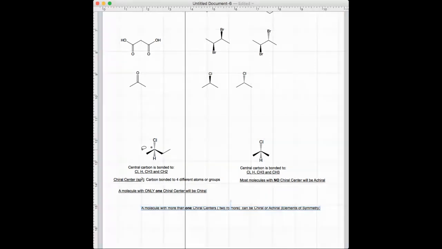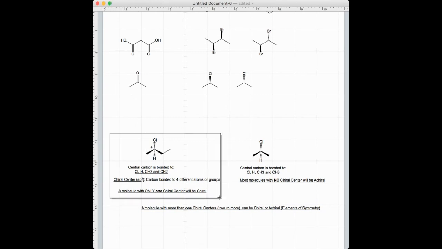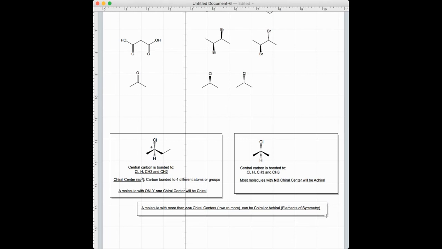So here is, once again, the definition, and this is a really important thing because you guys are going to practice this a lot. Okay? So if there is only one, the molecule will be chiral. If there is none, the molecule will be achiral. If there are 2 or more, we don't know. We need to look for element of symmetry to determine whether or not the molecule is chiral or achiral. Okay, so that's a really important thing. So with those concepts in mind, I'm going to give you some examples so you guys can understand this idea of chirality better.